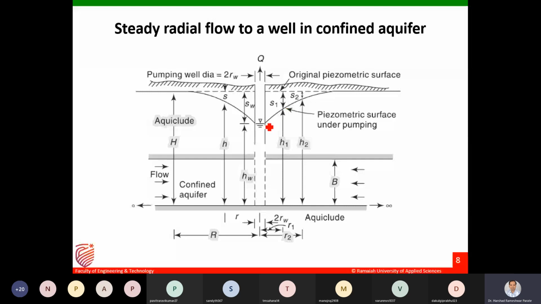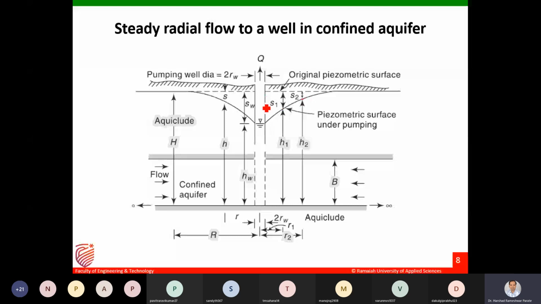Now if you have an adjacent well here, suppose at this particular location, maybe at a location R1 from the center of your bore well, if you have another well, the water level in this well also will fall down to this particular level. So the effect of pumping is seen at this particular point. If another bore well is here, then at this bore well your water table will be at this particular level due to the pumping from the first bore well.